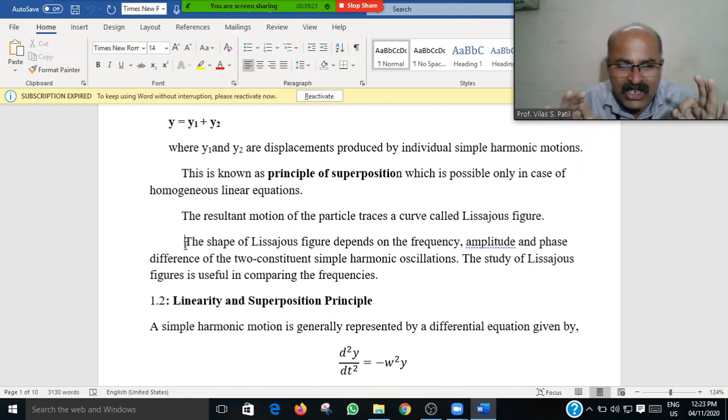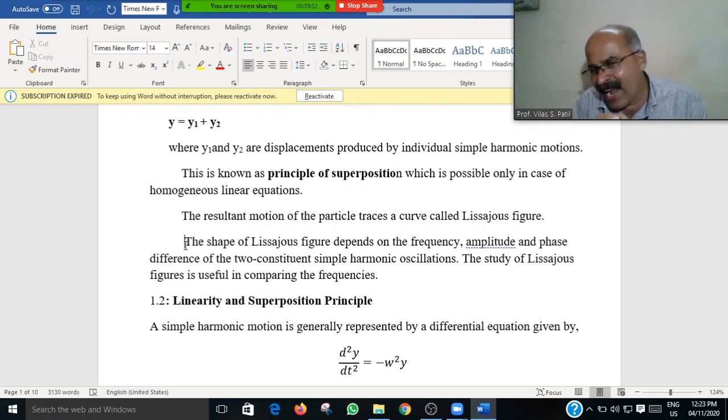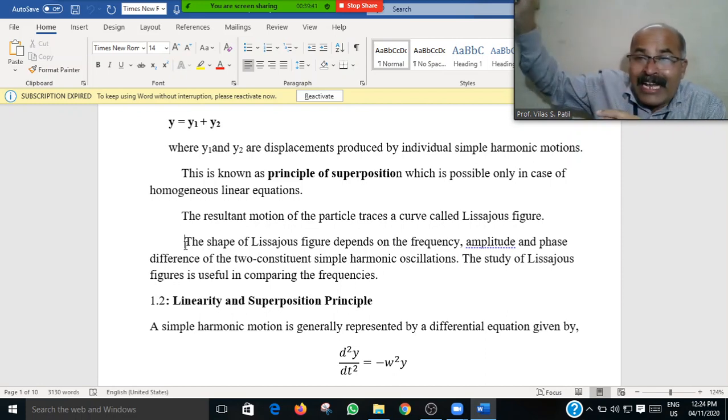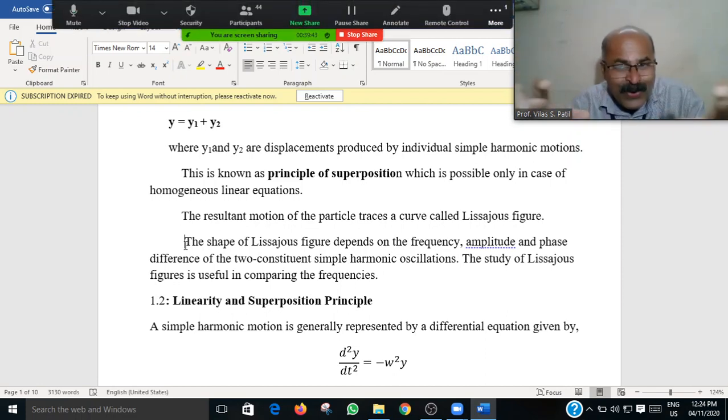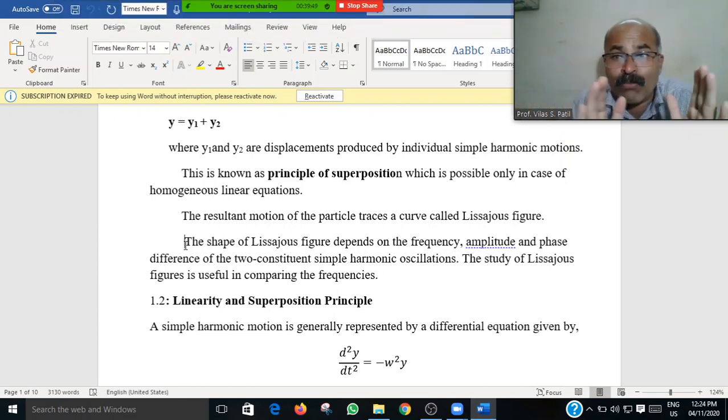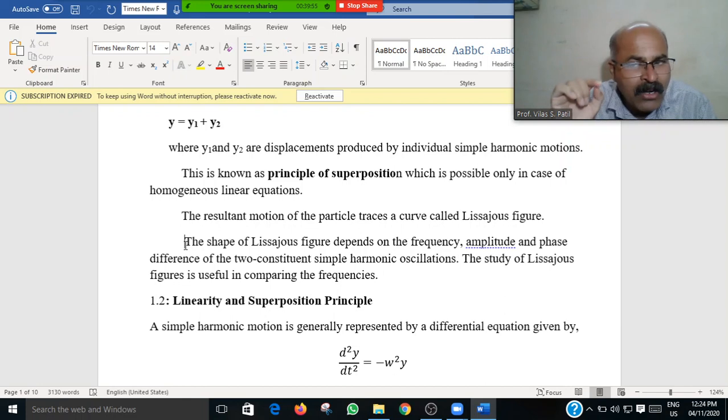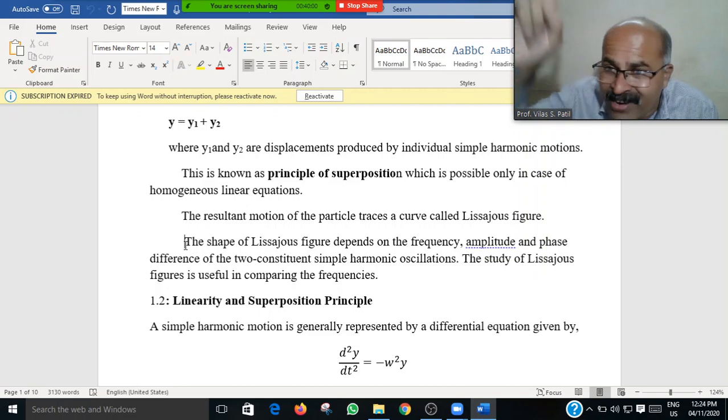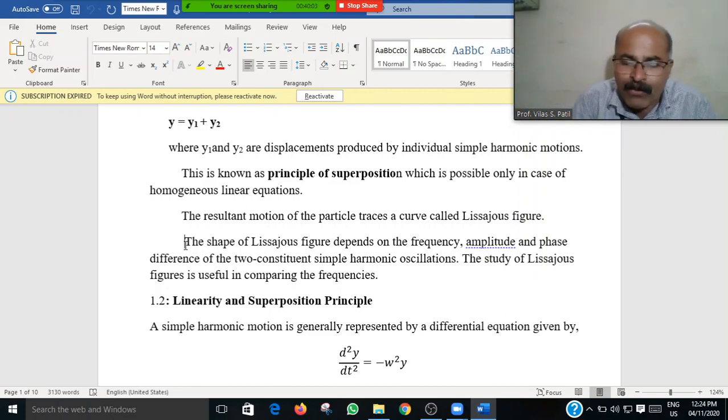And the study of the Lissajous figure gives a useful comparison of the frequency. Means that just by studying the shape of the Lissajous figure, one can compare the frequencies of both the forces, the frequencies of both the oscillatory motions. Just by studying the Lissajous figure, a physicist is able to compare the frequencies of the two oscillatory motions.